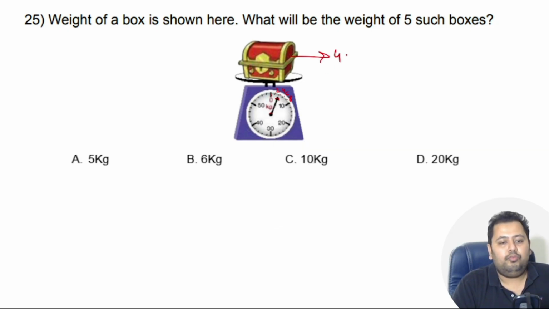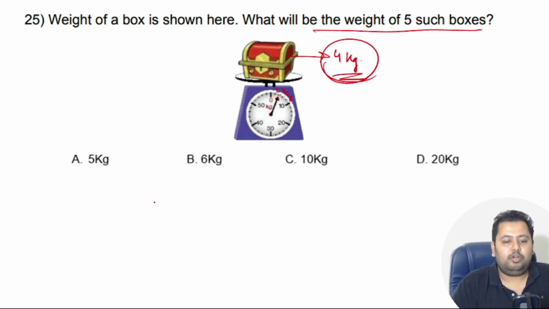So the box is 4 kgs, right? The weight of the box is 4 kgs. What will be the weight of 5 such boxes? It will be nothing but 4 plus 4 plus 4 plus 4 plus 4, like so, right? This is the weight of box number 1. So this is box 1.